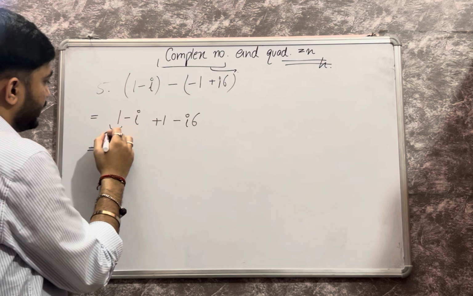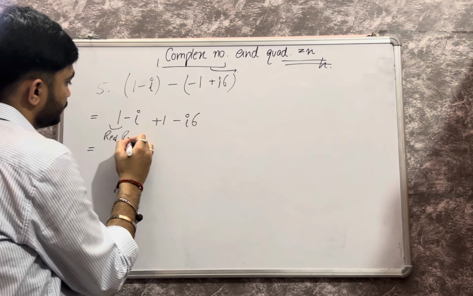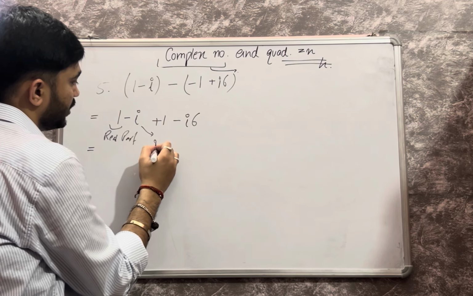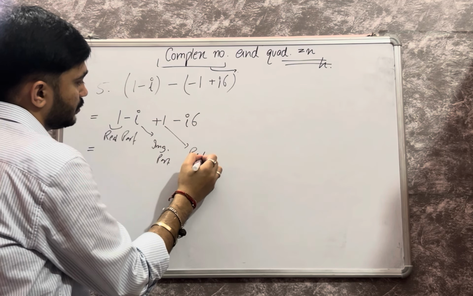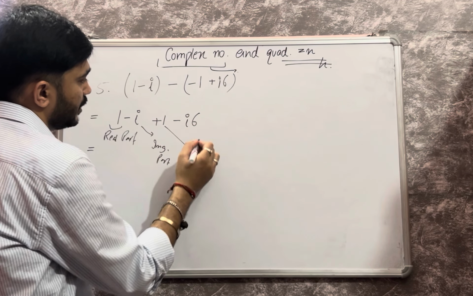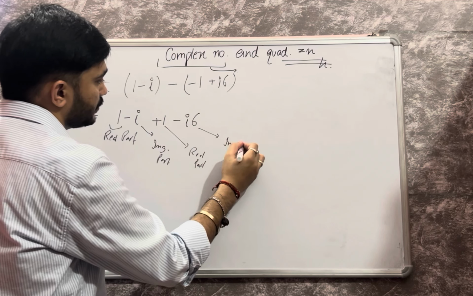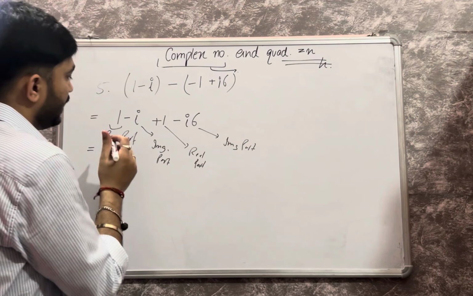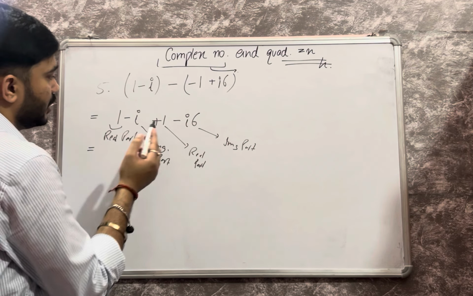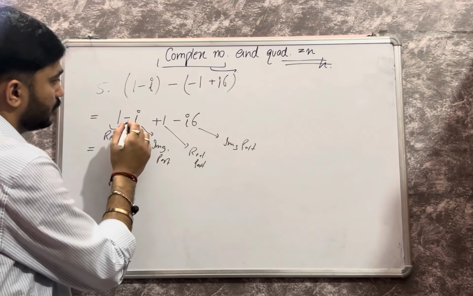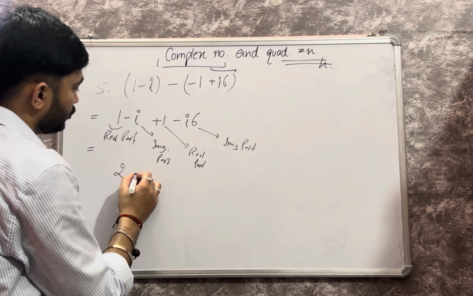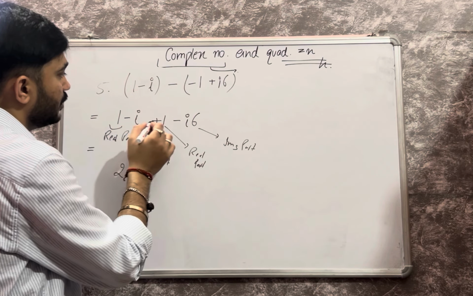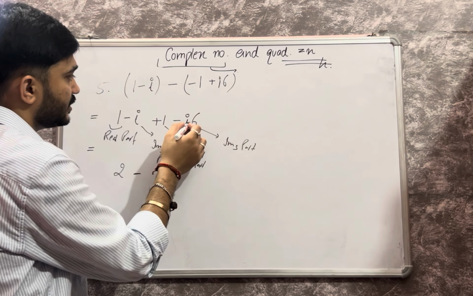So this is real part, this is imaginary part, this is real part, and this is imaginary part. Let us add both the real parts. 1 plus 1 is 2, and let us add both the imaginary parts as well. So you will get minus 1 iota and minus 6 iota.